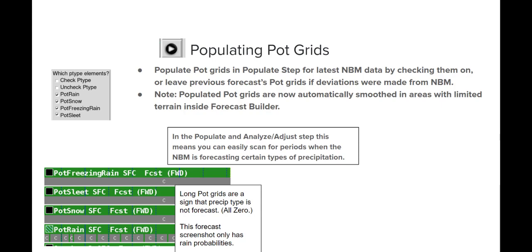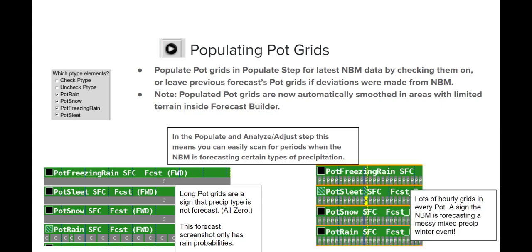In this forecast, you can see POT rain is broken up, meaning that values of POT rain are changing at each time step, meaning rain chances are forecast. Here's an example of data in all 4 POT grids at every hour. This is certainly a sign that the NBM is forecasting a mixed precipitation winter event.